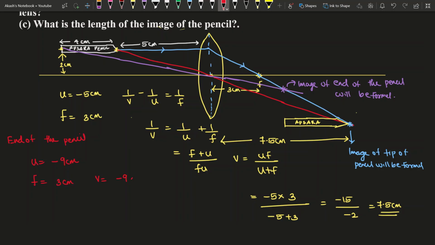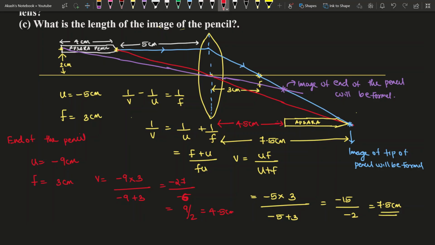u is minus 9 into f is 3, divided by u plus f, that is minus 9 plus 3, so minus 27 divided by minus 6. If you cancel it by 3, it will become 9 divided by 2, that is equal to 4.5 centimeter. So this distance is going to be 4.5 centimeter.